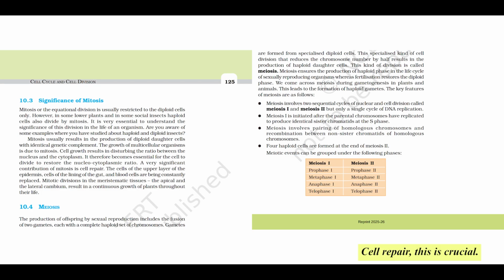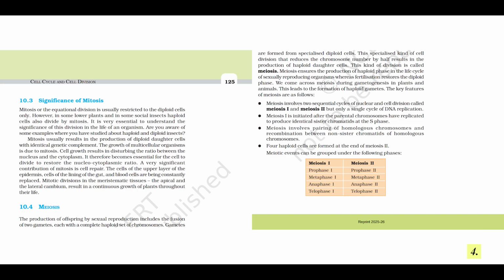3. Cell repair. This is crucial. Mitosis replaces cells lost to injury or normal wear and tear. Think about your skin. The outer layer cells are constantly replaced. The lining of your gut is constantly renewed. Blood cells are constantly replenished, all thanks to mitosis. Like fixing damage and replacing old parts.